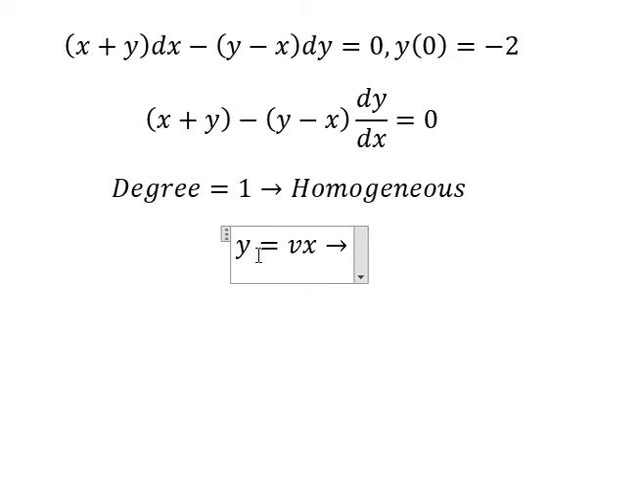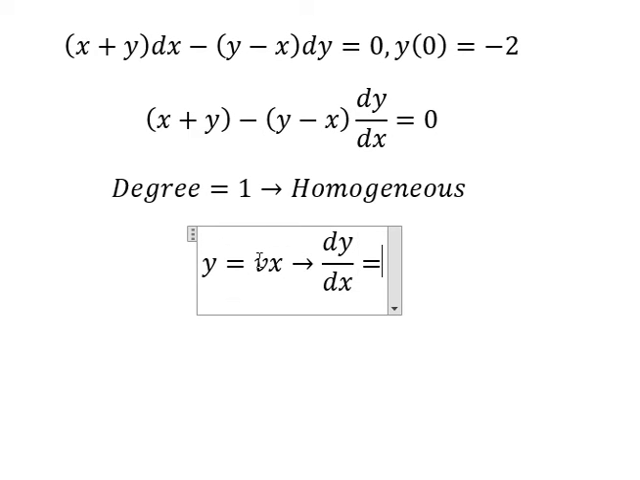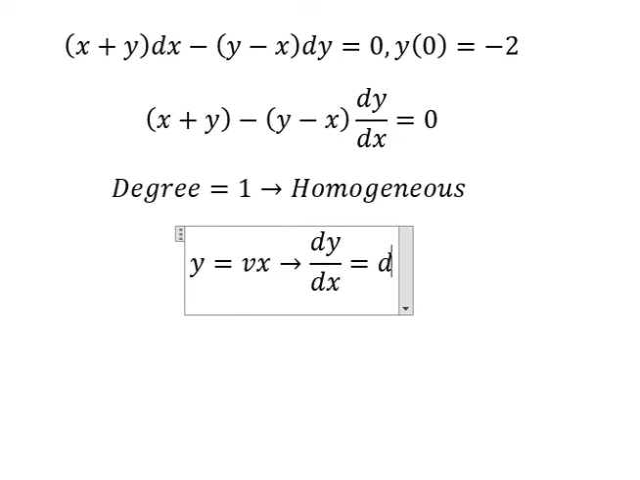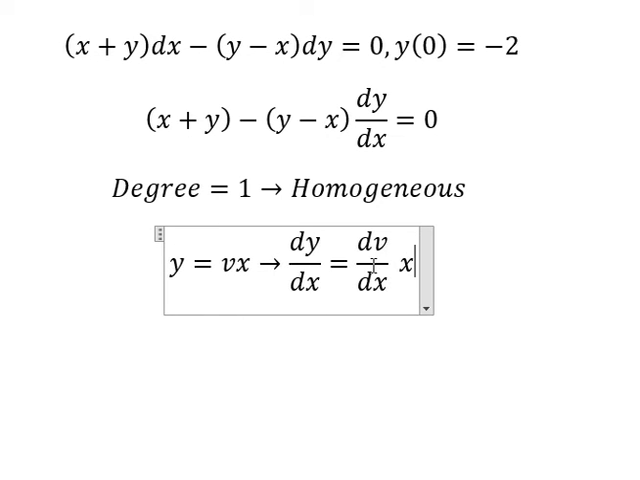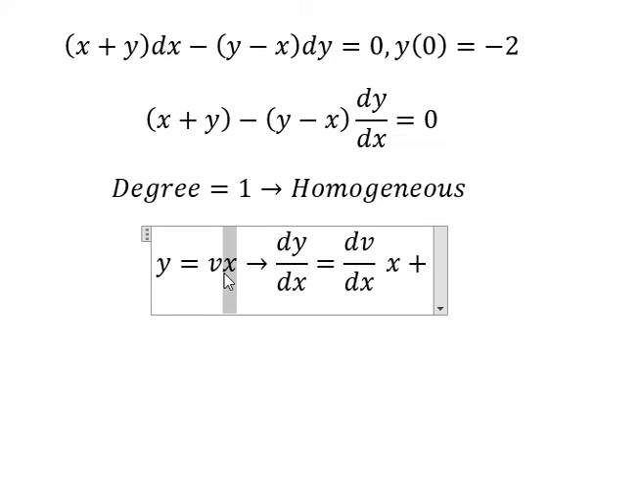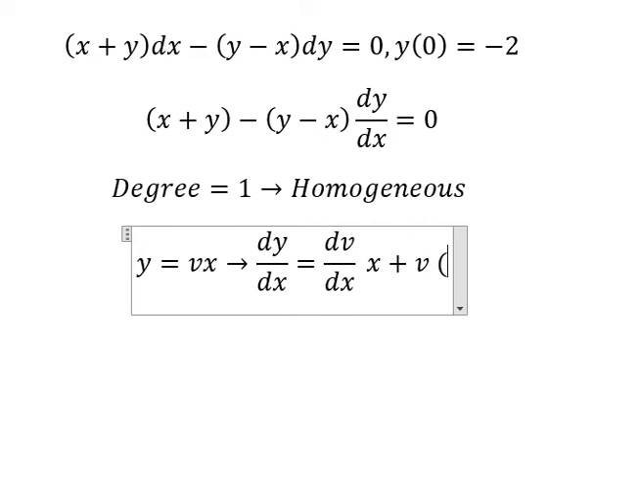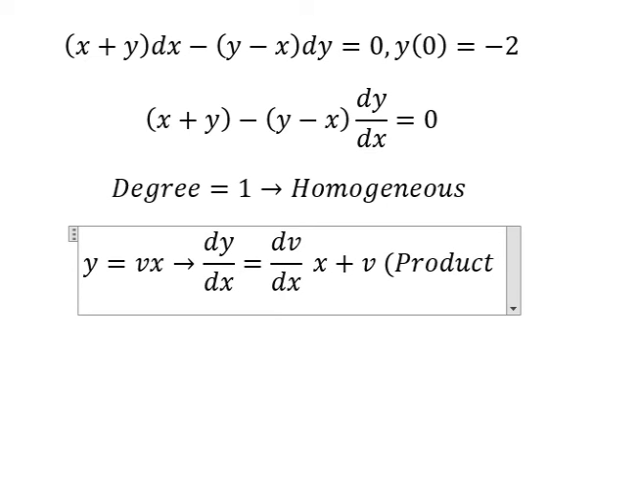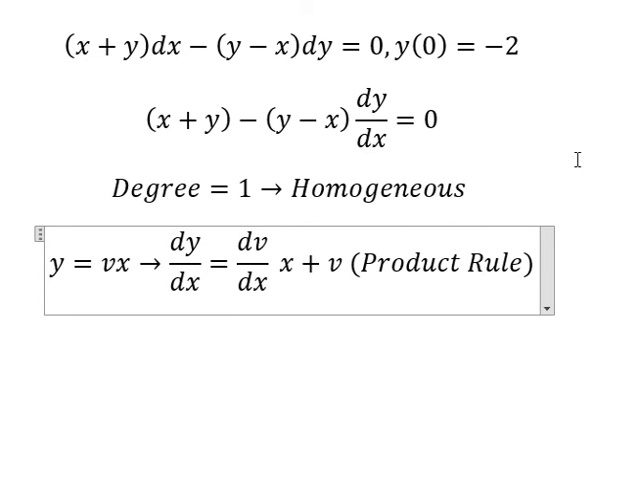Later that we do first the derivative for the both sides. This one we have dy over dx. This one we have dv over dx multiplied by x. Next we do first the derivative of x. So we have number 1, so we just have only v. This is about the product rule of the derivative.